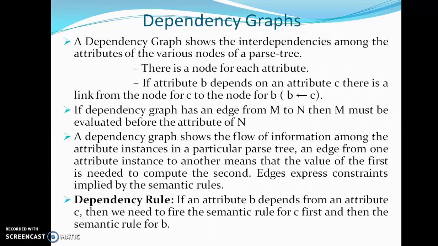Dependency graph shows the interdependencies among the attributes of the various nodes of a parse tree. Consider if attribute B depends on an attribute C, then there is a link or edge in the graph from node C to node B. If the dependency graph has an edge from M to N, then M must be evaluated before the attribute of N. There is one dependency rule, that is, if an attribute B depends on an attribute C, then we need to fire the semantic rule for C first and then the semantic rule for B.